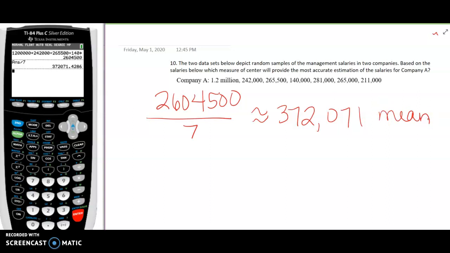So whoever's interviewing you could be like, this is a great company to work for. You can make $370,000 on average. That is what our employees make.